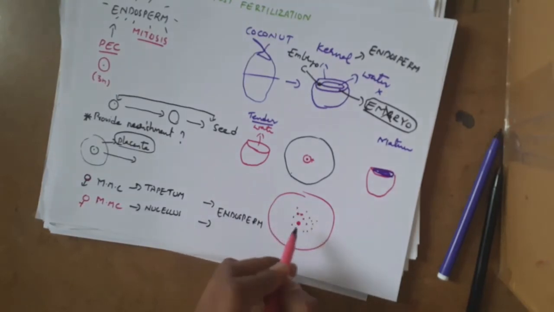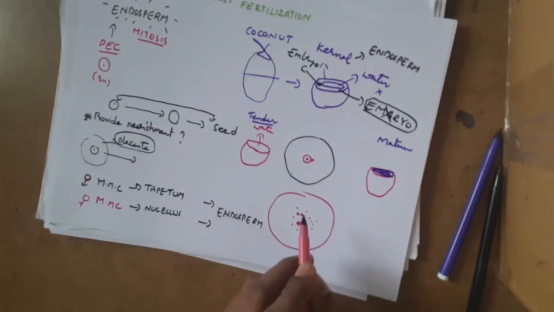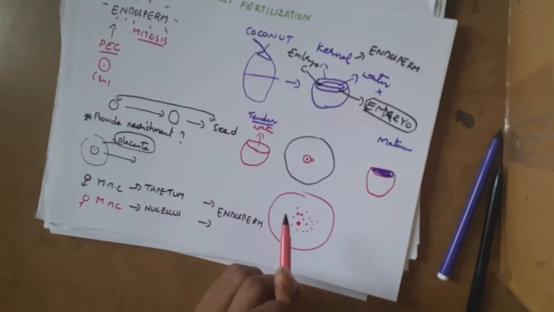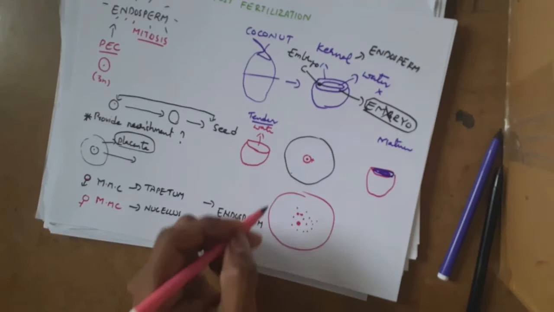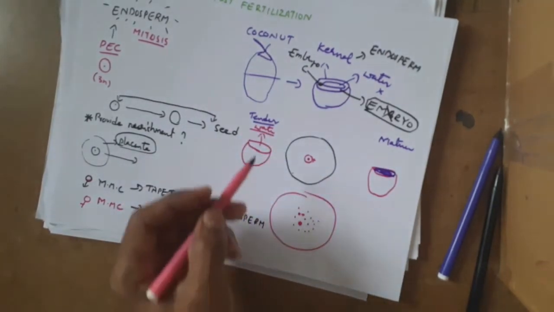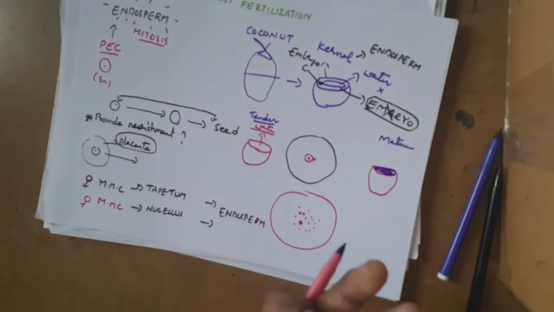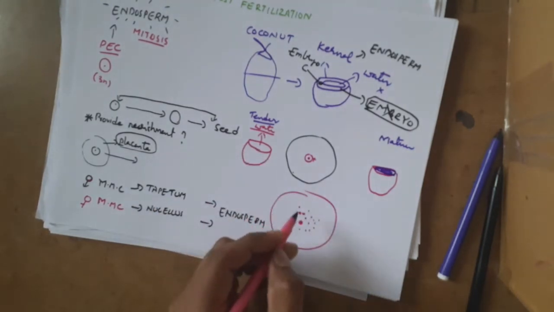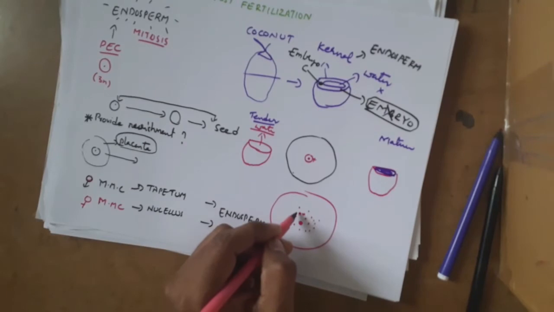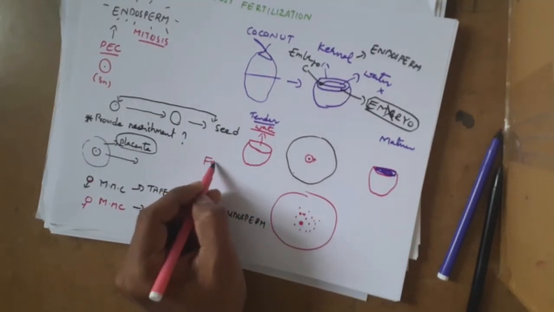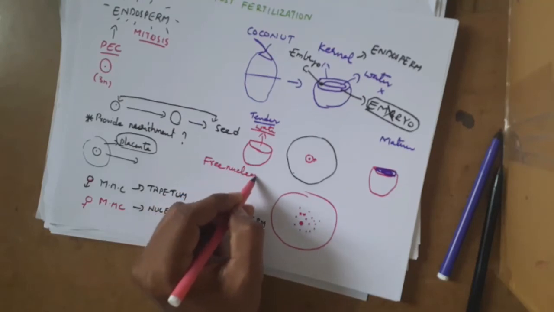So these nuclei that you are observing inside the coconut, it is made up of a number of nuclei, which is the one which you are drinking, that water. The water is the one which is made up of a number of nuclei. Because you may ask me, sir, then what exactly could be the kernel? This liquid that you are observing is nothing but free nuclear endosperm.